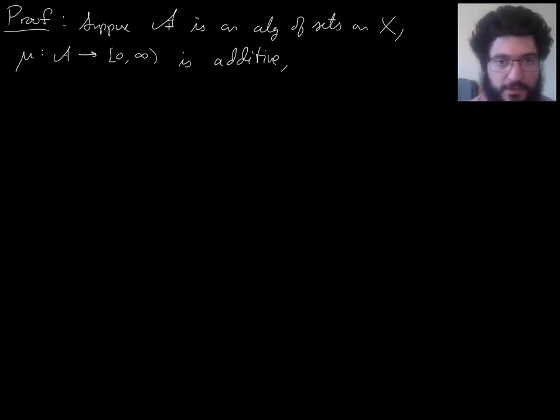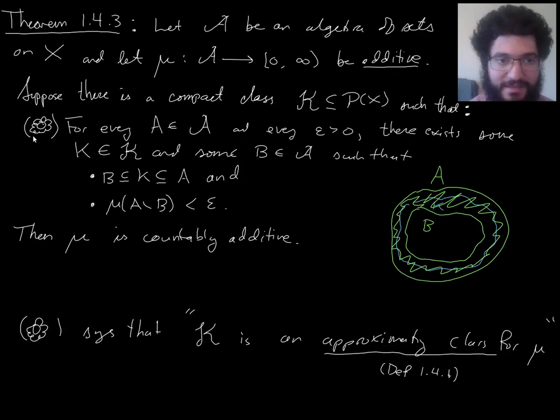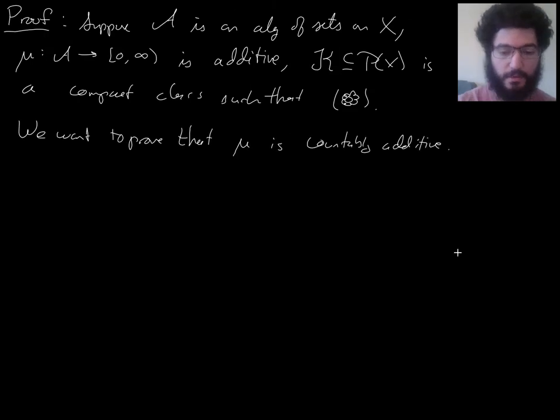Okay, so just getting my assumptions down, suppose A is an algebra of sets on X, mu is additive and non-negative, and K is a compact class such that flower. In other words, such that K is an approximating class for mu. Now our goal, we want to prove that mu is countably additive.